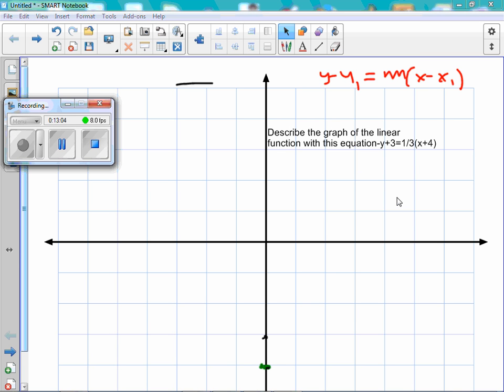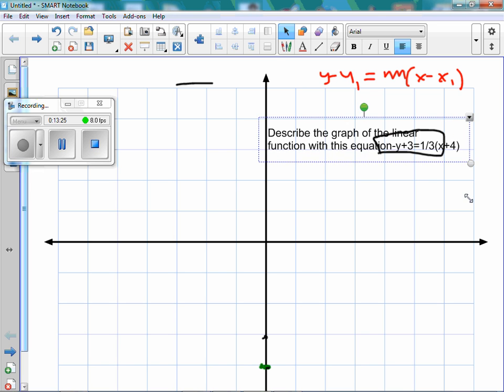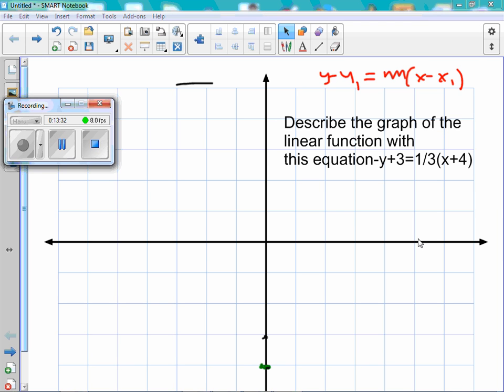Okay, here is, I think, our last one. It says describe the graph of the linear function with this equation. This is the equation, y plus 3. That's not a negative y, it's just regular y. y plus 3 equals 1/3 x plus 4. That is the equation. Let me make it a little bigger for you. Okay, here we go. Describe the graph of the linear function with this equation.